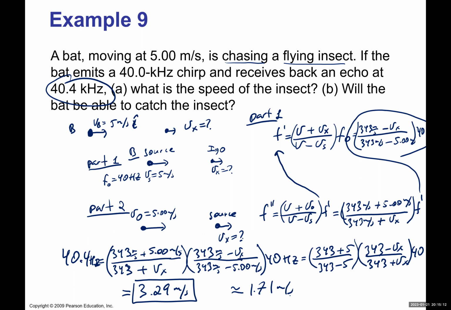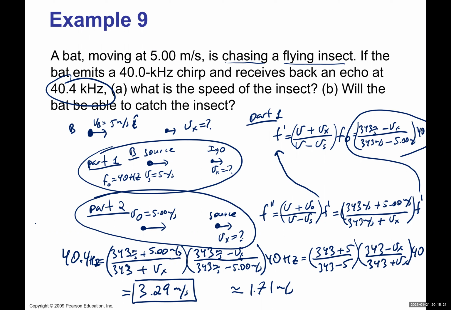All right, so this was this particular problem. For problems where there's an echo, the best way is to break it down into two parts and write down the equation for each part. Then this F prime is the F prime from the first part. That means the apparent frequency in the first part, for the original chirp, ends up being the frequency coming back as the echo. F prime is the original frequency for part 2, when it's coming back toward the bat.